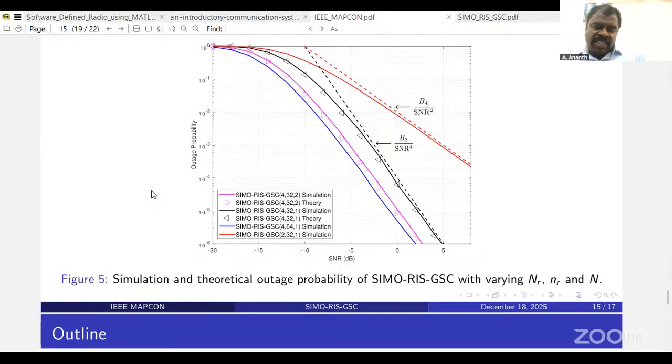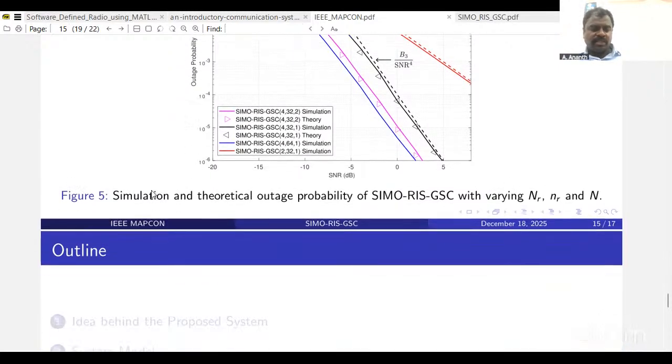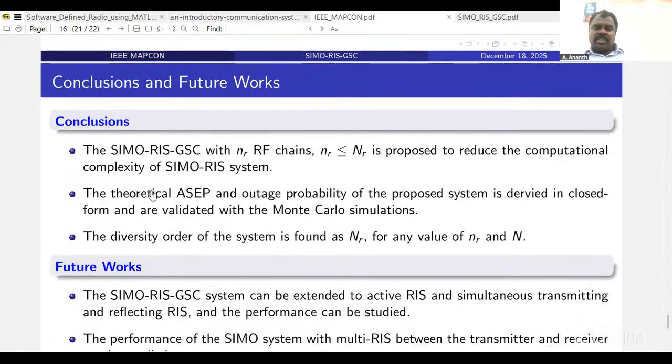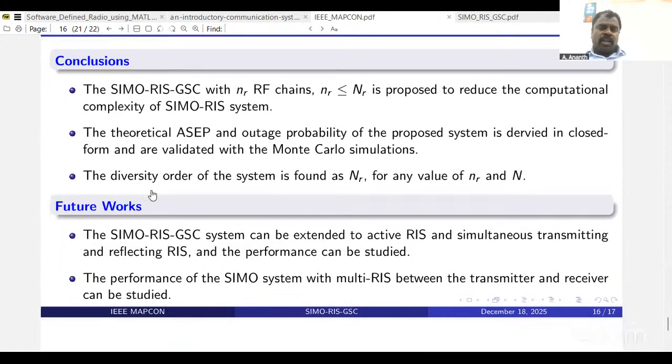So the more receiver antennas, the better the performance. The more RAS elements, the more the performance improves. Similarly, if the number of RF chains, or the number of receiver antennas chosen, is increased, there will be only a slight marginal improvement. So from this, we understood that as the number of RF chains is increased, the performance improves substantially when we increase from 1 to 2, whereas beyond that, the improvement is not that significant.